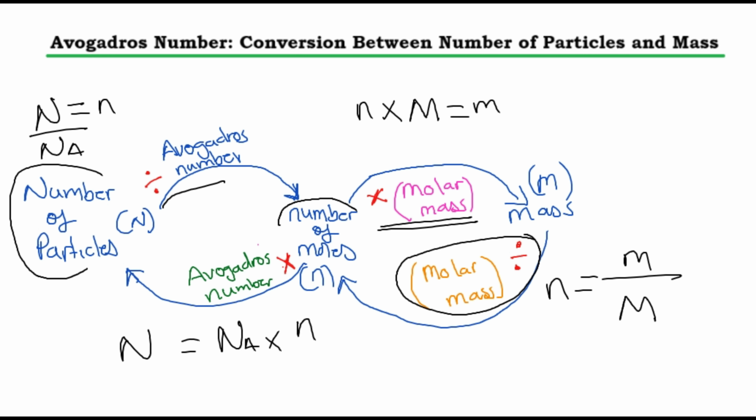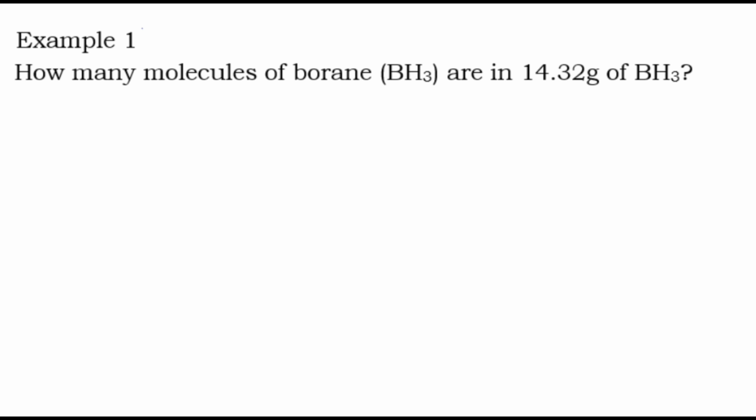So let's see how we can apply this using examples. Let's start with the first conversion, and that is moving from the mass going to the number of particles. Once we're done with that, then we'll also look at examples that will involve moving from the number of particles to the mass. So let's do the first example.